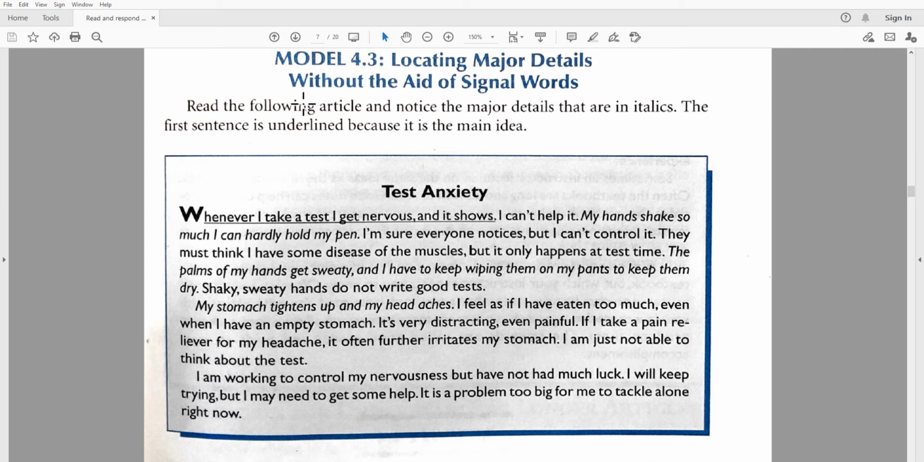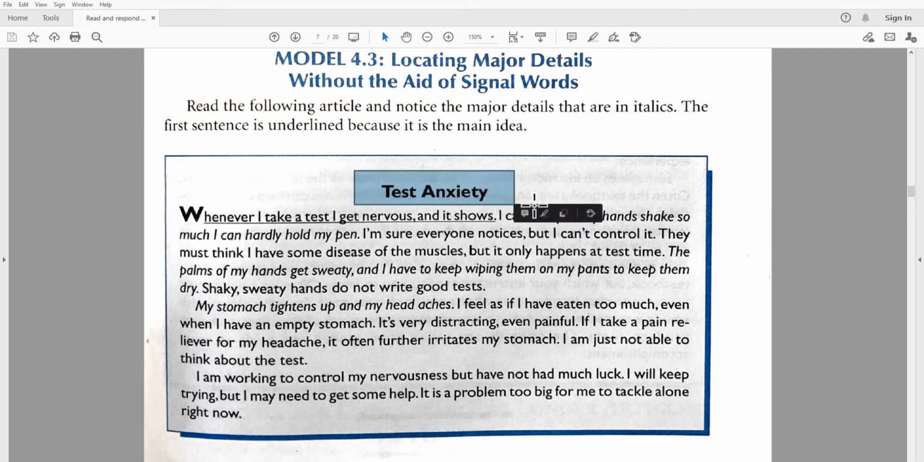To help support our understanding of finding major details without the aid of signal words, we can look at this example to follow along and see how an author can provide major details but without signal words. We'll use key sentences here. So let's take a look at these 3 paragraphs.